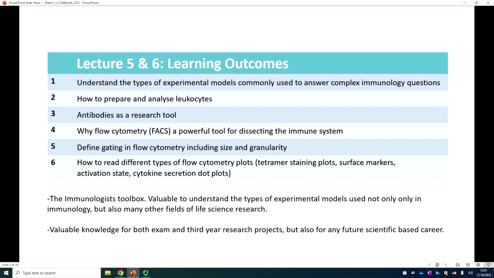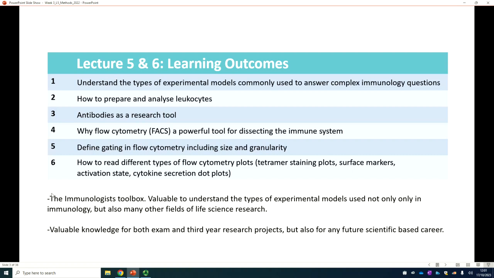Be able to define gating in flow cytometry, as well as understand size and granularity of cells, and also how to read different types of flow cytometry plots. So this is tetramer staining plots, surface markers, activation states, as well as cytokine secretion dot plots.